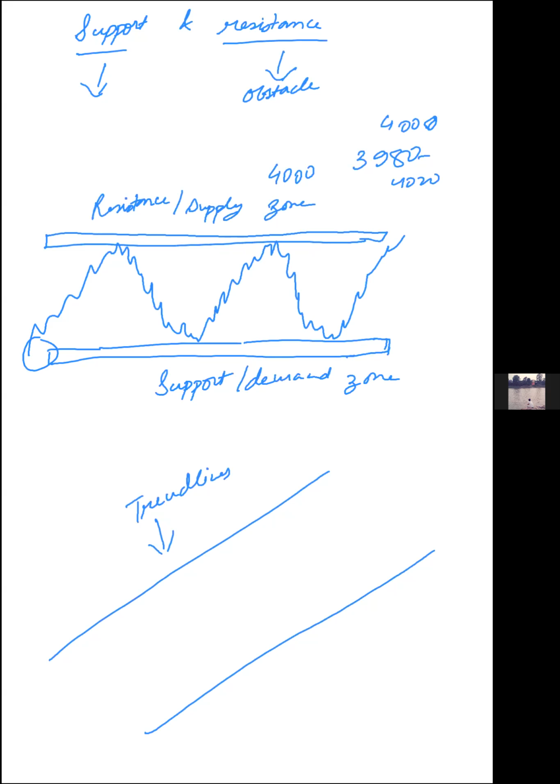So people try to enter a rally from this point. They went up to this point, and at this point, that is the supply zone, they dumped whatever they had purchased. So the stock again came back to this level. Again, the short sellers who had shorted at this point will book their profits at this point, and the market will try to move upwards now. So this is how the support and resistance story goes.